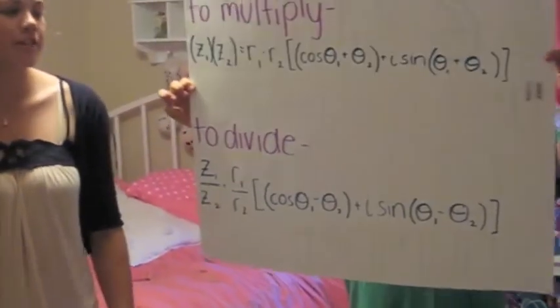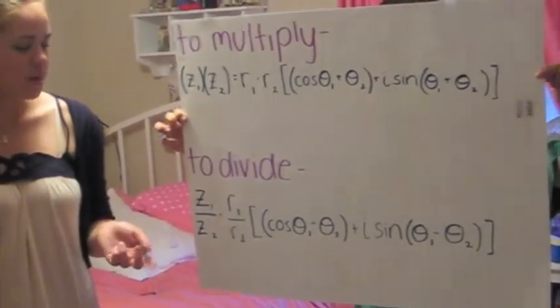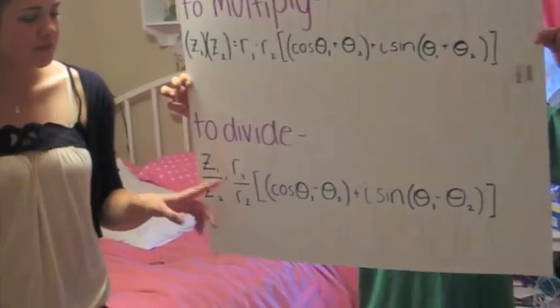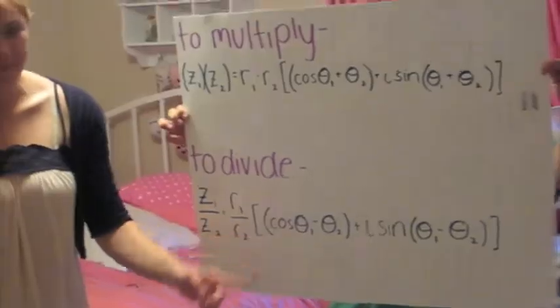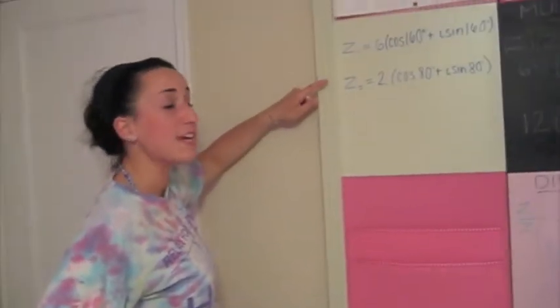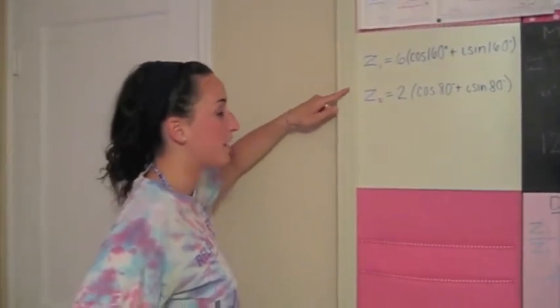The second equation is for division. To find z1 over z2, you divide r1 by r2, subtract cosine 2 from cosine 1, and add that with sine 2 minus sine 1. Now we're going to walk you through a really easy example of how to both multiply and divide complex numbers.